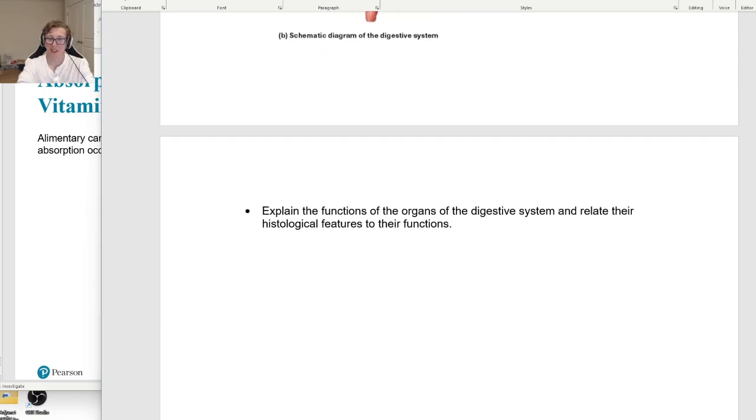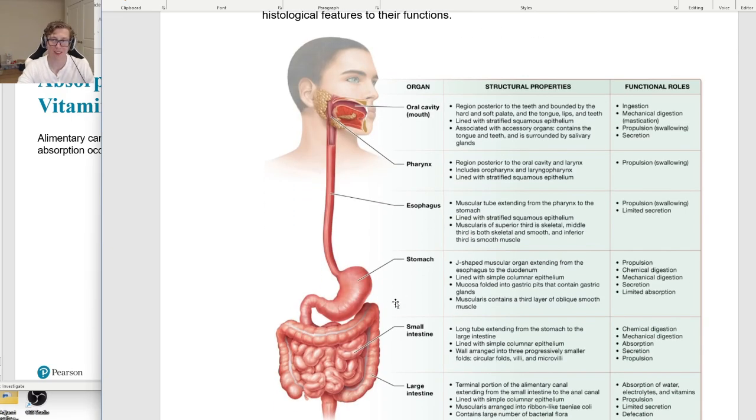Now, let's start explaining some of the functions. I will be going into pretty deep detail in here, but what I want you guys to look at, study, and know for the exam is anything on this photo for the alimentary canal, essentially all the things for that true GI tract, that continuous tube, mouth to anus. You can see here the structural properties of the organ as well as the functional role. What does this do to assist in digestion?